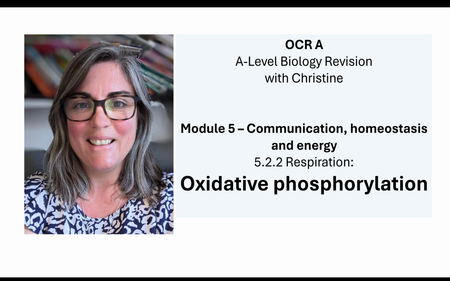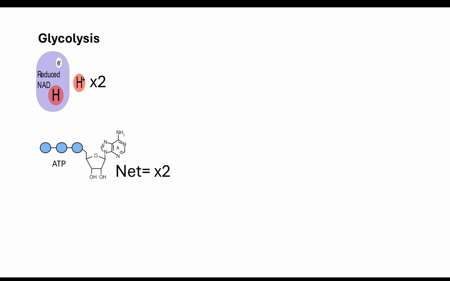So today's lesson I want to look at oxidative phosphorylation, which is the final stage in aerobic respiration. So let's just remind ourselves about some of the products that were made in the 3 stages leading up to this part. So in glycolysis, we have the coenzyme NAD, which has been reduced, and we have 2 of those. We also had 2 net ATP through that process of glycolysis.